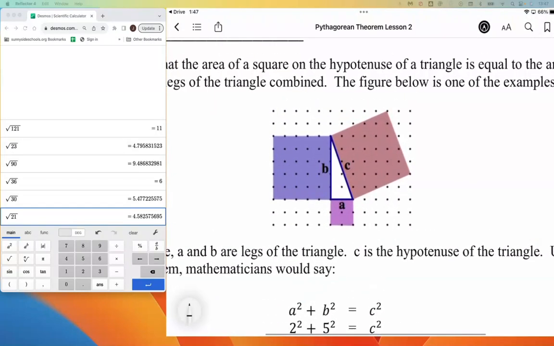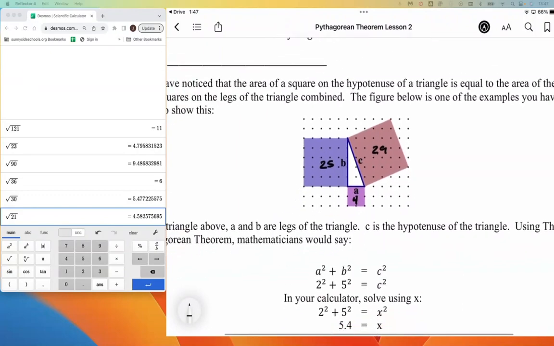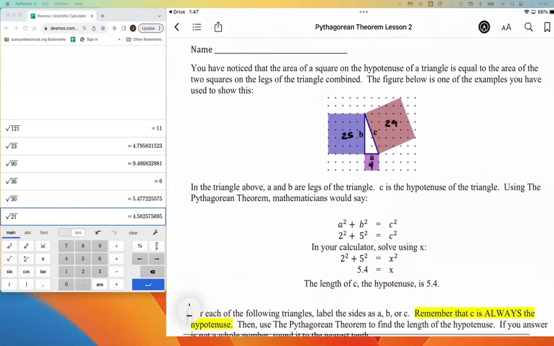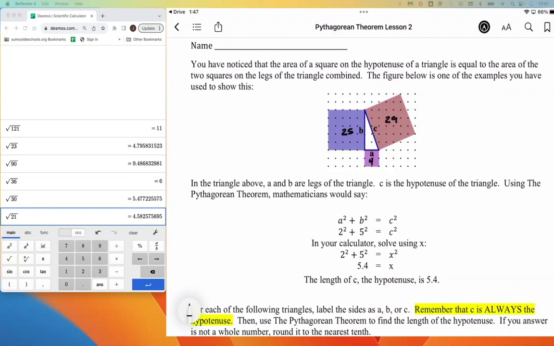And so we have our a squared, its area would be 4. We have our b square, its area would be 25. And we have our c square, 25 plus 4 is 29. There is a way we can manipulate this algebraically to figure out what the value of the side length that we don't know is.